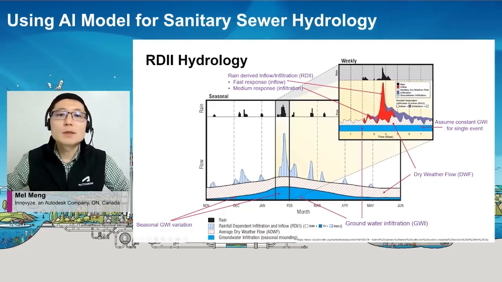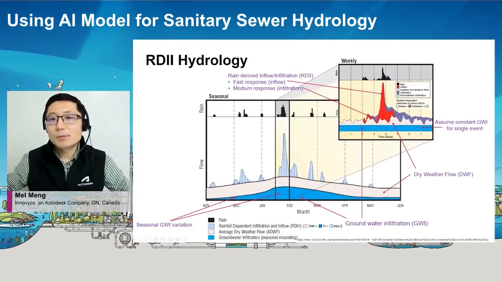And when it rains, as you can see, the red one is the faster response. Usually that is inflow. Maybe you have a directly connected catch basin. That's why it shows immediately when it rains. And also we have the purple part. That's called the infiltration or slow response. Those might be the water coming in through the cracks of your pipe. The water has to work through the soil all the way down there. So that's why it takes a little bit longer.